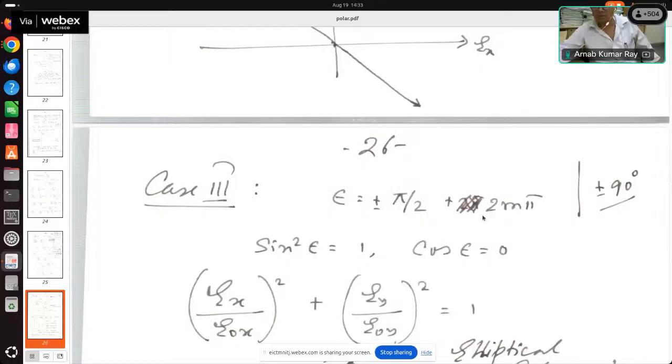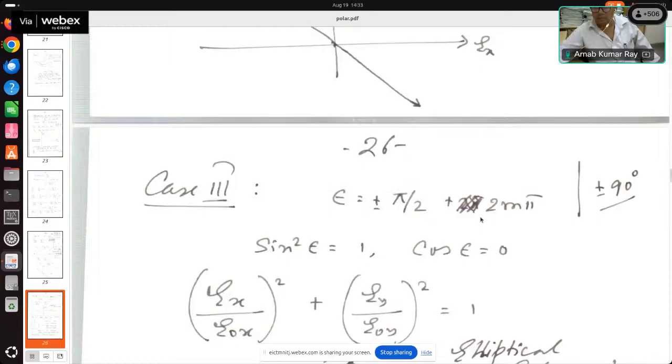So now let us see what we have when you have epsilon equal to plus minus pi by 2. Plus pi by 2 is actually 90 degrees and minus pi by 2 is 270 degrees, right?